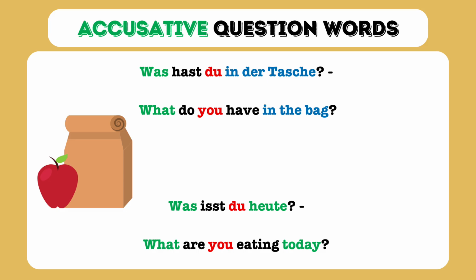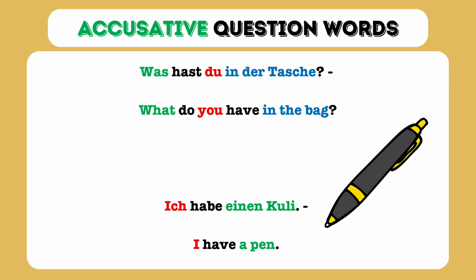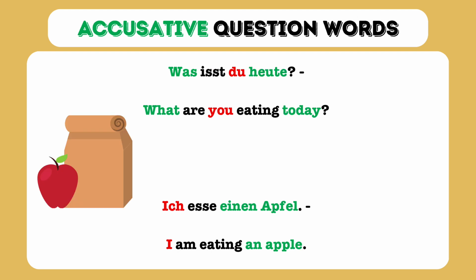In the second one, you are eating something, and the thing that you're eating is what we are inquiring about, which gives us the question word was. Was isst du heute? What are you eating today? Both of them are going to be answered with an accusative answer, so you could say, Ich habe einen Kuli. I have a pen. Or, ich esse einen Apfel. I am eating an apple.